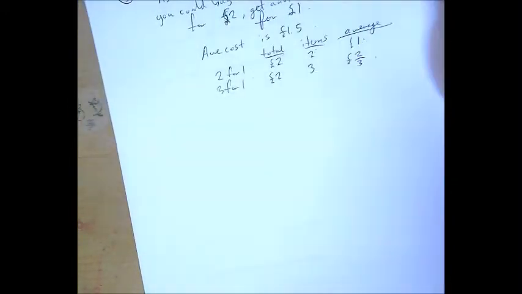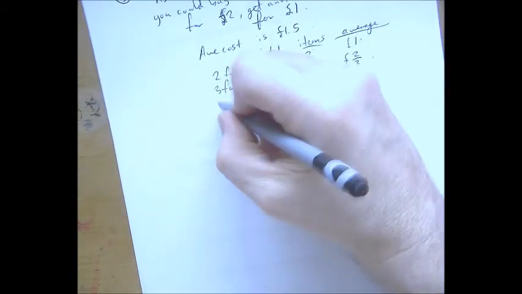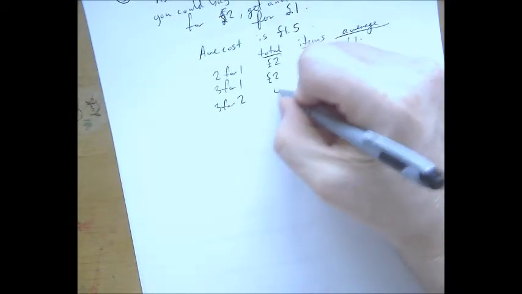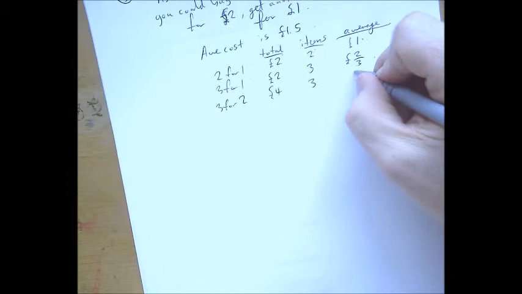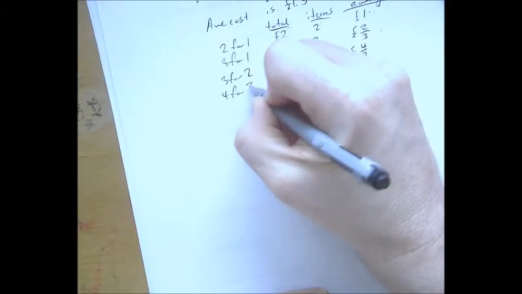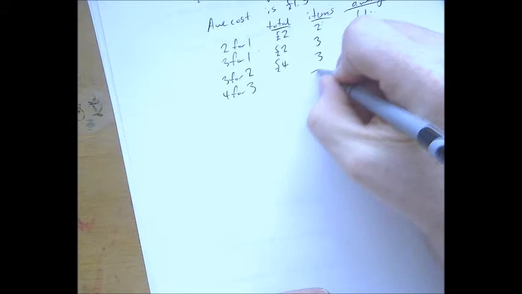What about 3 for the price of 2? If you had 3 items, you'd pay £4, so that'd be 4/3 as an average. What about 4 for the price of 3? If you had 4 for the price of 3, you'd get 3 items. Oh no, sorry, you get 4 items.